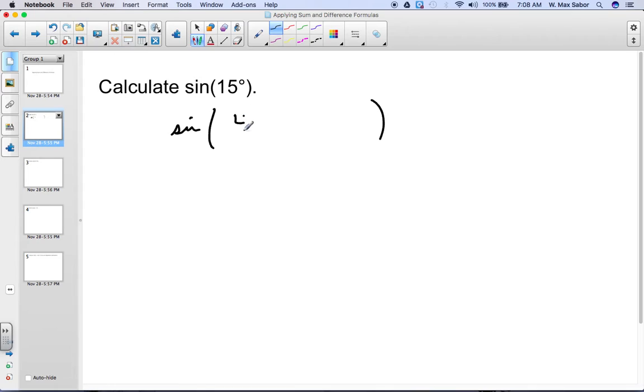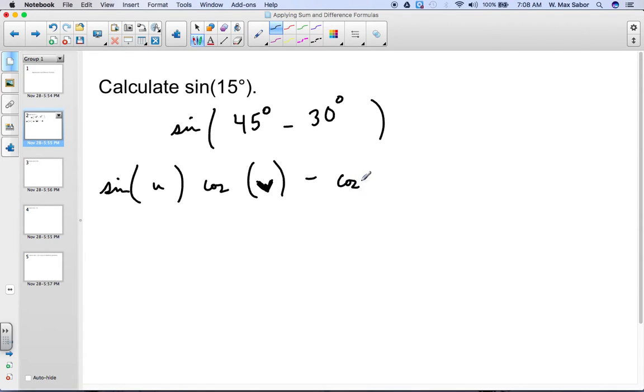So, for example, we know that 15 degrees is 45 degrees minus 30 degrees. And we know everything we need to know about 45 degrees. We know everything we need to know about 30 degrees. So if we apply these two things together, it's just a matter of remembering the formula. So the formula for the difference is sine of the first angle, cosine of the second angle, minus cosine of the first angle, sine of the second angle.